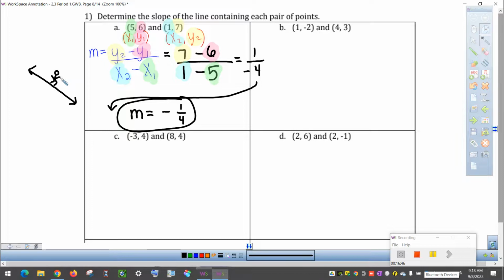All right, so go ahead and try parts B, C, and D. I have the next three here for you to try on your own. We're going to practice putting it in the formula, and we're just going to see what happens.